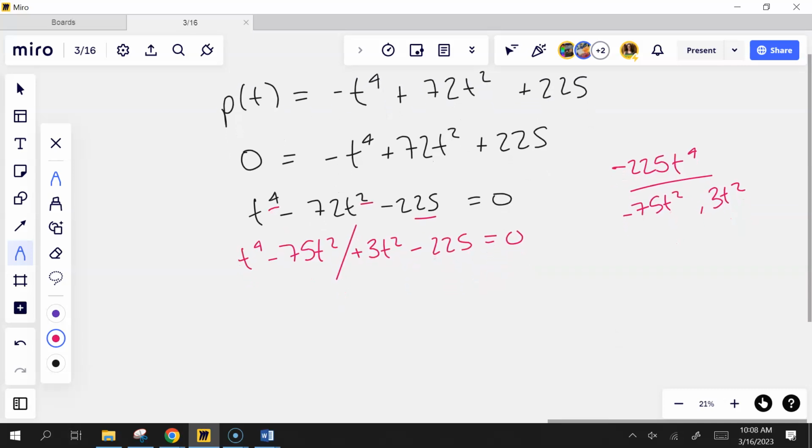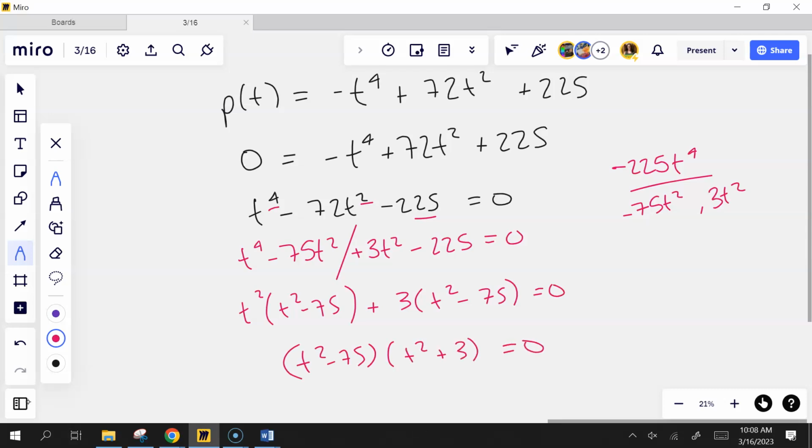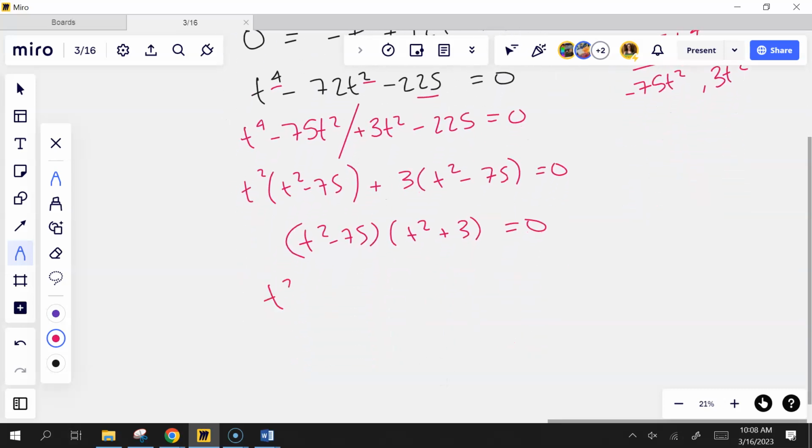What can I take out of the first two? t squared, which will leave me t squared minus 75. 3 times t squared plus 3. Now let's think about this conceptually as we solve this, right? If I've got t squared minus 75 equals 0 and t squared plus 3 equals 0, t squared equals negative 3. If I'm thinking about number of years until they're extinct, that answer makes no sense, right? No, absolutely. You can't have i times the square root of 3 years. So I'm going to eliminate that answer from my choices because it just doesn't make sense in context of the problem. So now let's focus on the other side.